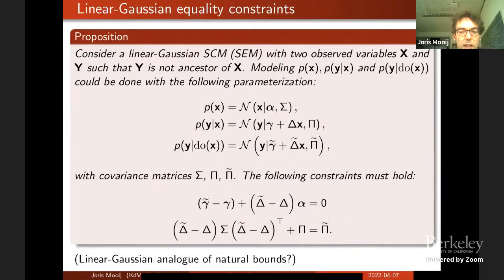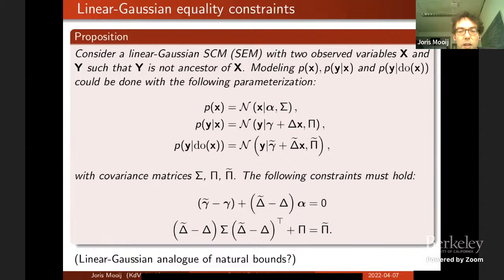Here we can actually derive also some constraints. So this would be kind of a Linear-Gaussian analog of the natural bounds. So suppose we have a Linear-Gaussian structural causal model, or structural equation model, and it has these two variables, x and y. Y is not an ancestor of x.